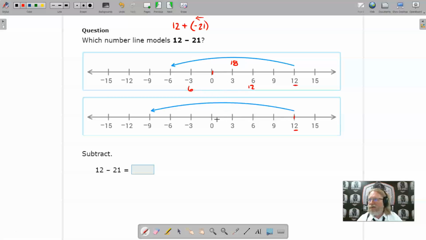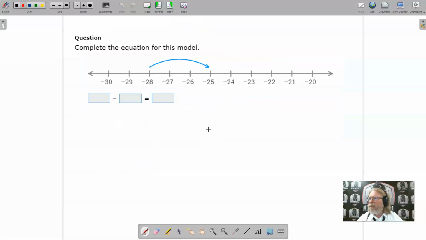So from 12 to 0 is 12 spaces. From 0 to -9 is 9 spaces. And 12 plus 9 is indeed 21. So we did go 21 spaces to the left. So that was a -21. So the second one matches up here, and it lands us at -9.